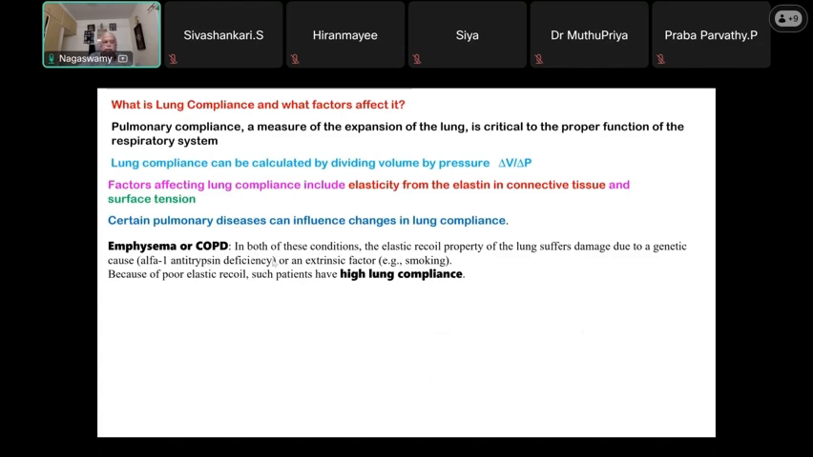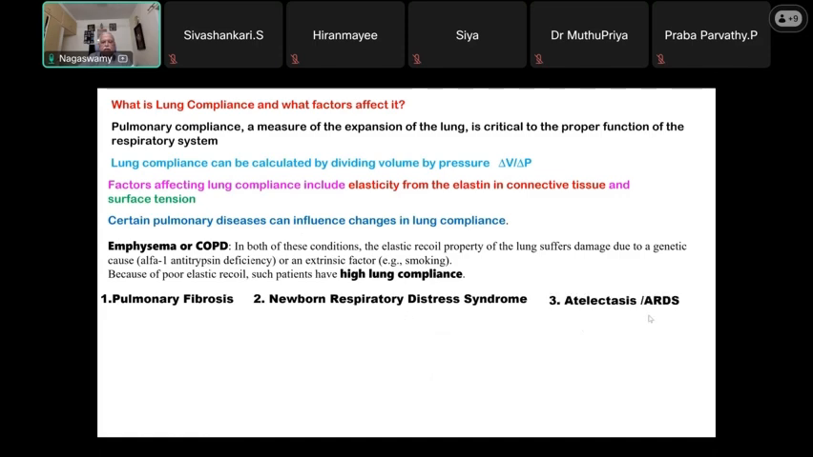It may be because of a genetic cause like deficiency of alpha-1 antitrypsin, or an extrinsic factor like smoking. Because of the poor elastic recoil, they become more compliant. They expand more, but they are not able to come back to the normal original level. But factors which will reduce their expandability are pulmonary fibrosis, newborn respiratory distress syndrome, and atelectasis or ARDS. These three factors will reduce the compliance, whereas COPD increases the compliance.